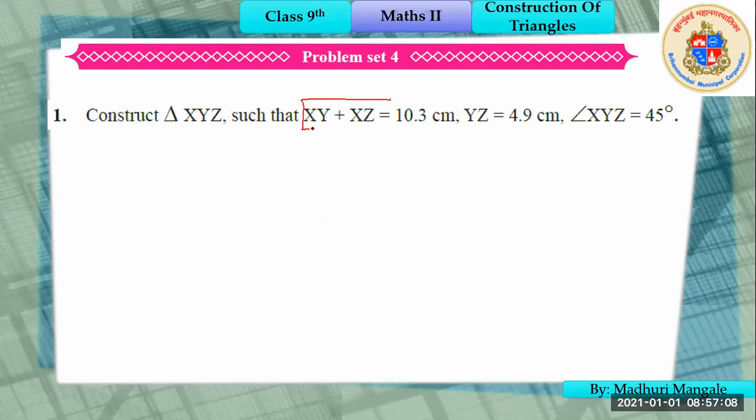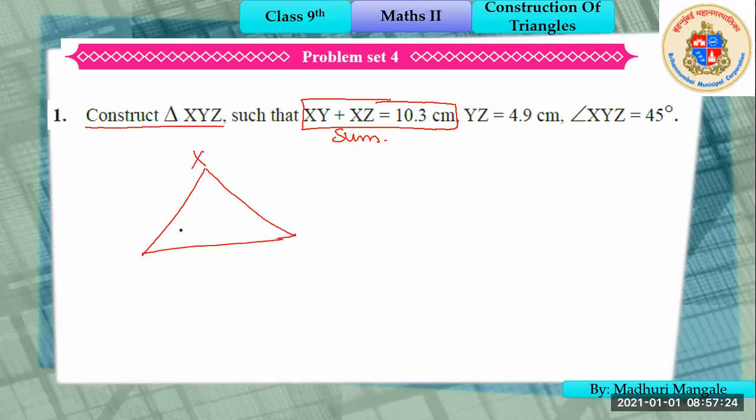Look, here we are given the sum, correct? We are given the sum over here. Fine. So step 1, we start with the rough diagram. So draw a rough diagram. We are asked to construct triangle XYZ. So this is X, this is Y, that is Z, correct?